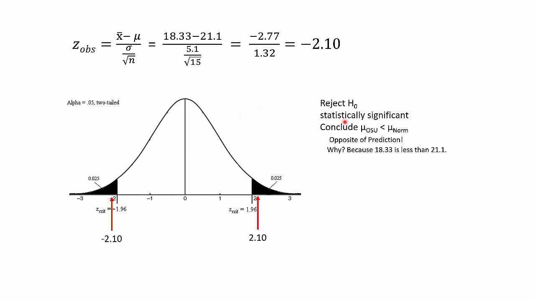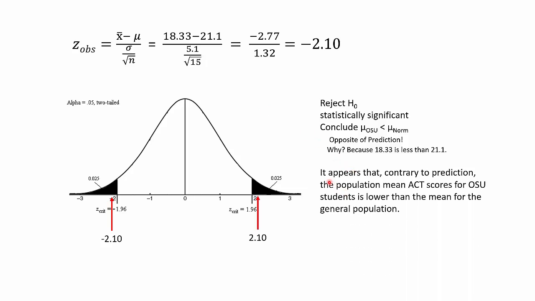And that's equivalent to saying the results are statistically significant. Again, this is what you're going to read in a journal article. The results are statistically significant. What do we conclude? Well, we conclude that the population mean for the OSU students is less than the population mean for the general population, or the norm. It's opposite of prediction. Now, why did we conclude this? Because 18.33, the OSU students, is lower than the norm, 21.1. So it's opposite of what we predicted. We thought we were going to see something greater than 21.1. Instead, we saw something less than 21.1.